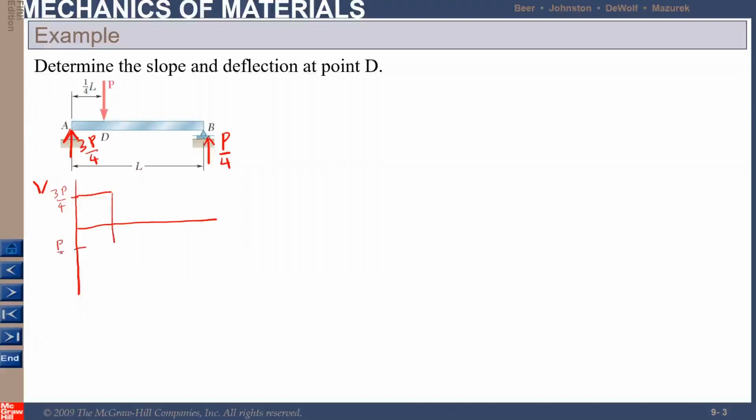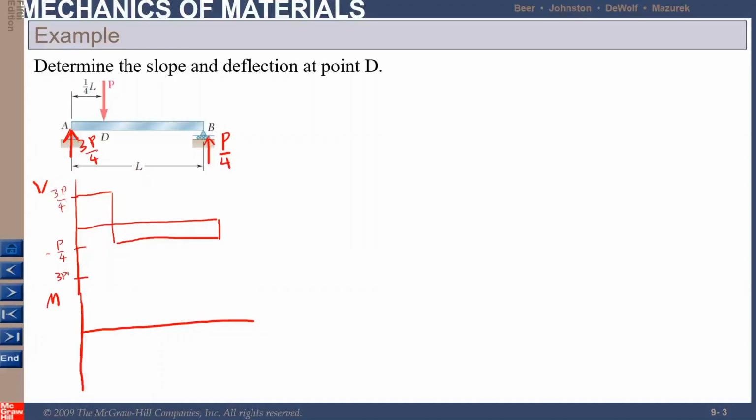So this will be p over 4 negative, and then it will be constant and going up at p over 4. So this is your V diagram. Okay, and then we can draw our moment diagram just by taking the area inside this box. So let's say 3p over 4 times L over 4. So what we get is 3pl over 16.